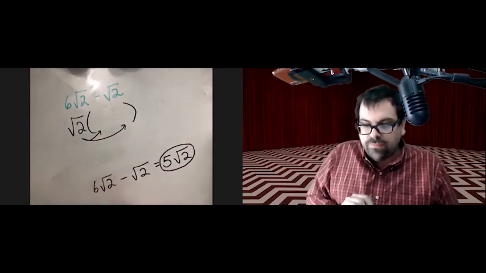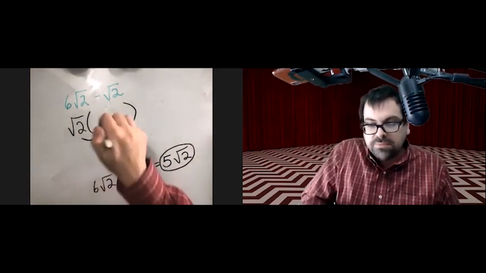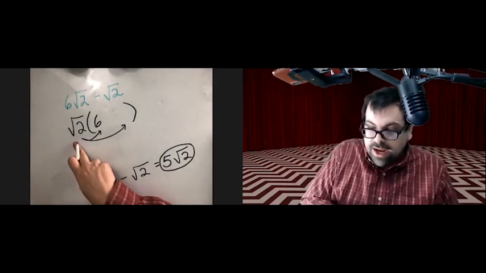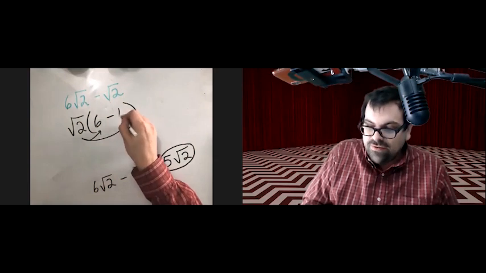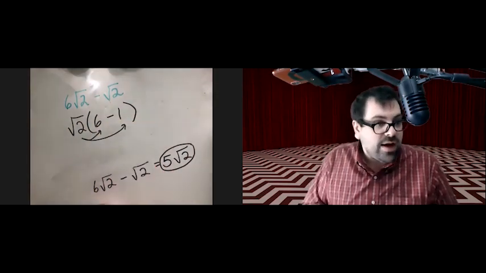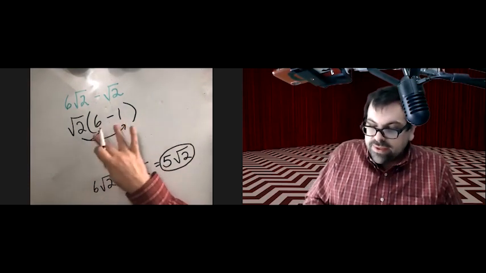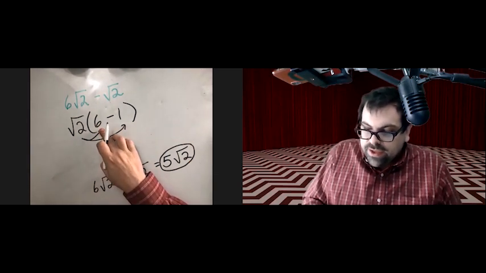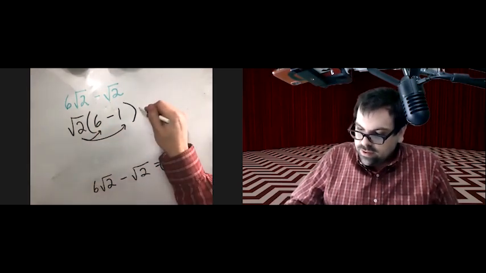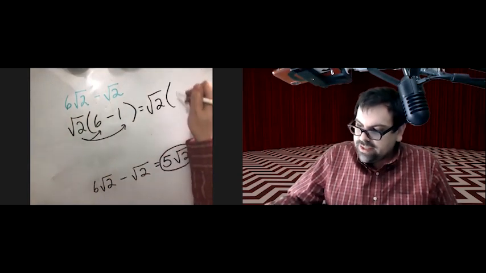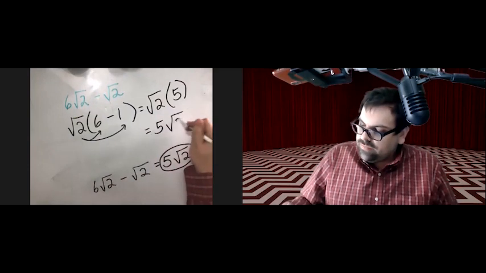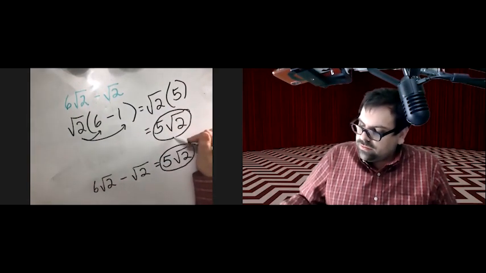Distributive property. Radical 2 times 6 is 6 radical 2. Radical 2 times negative 1 gives us minus radical 2. Working in the parentheses first, order of operations to simplify. 6 minus 1 is 5, and radical 2 times 5 is 5 radical 2.